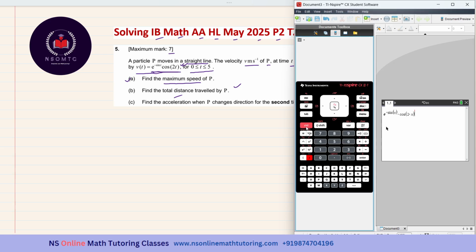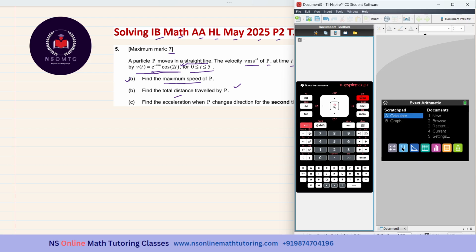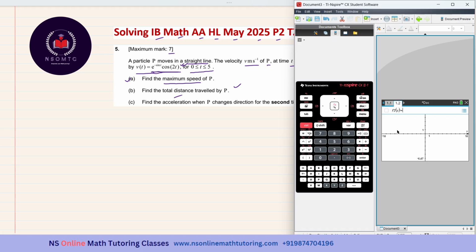I will be saving this, so it is control and then var. You are seeing this in red written as stored. So var, this arrow appears, and I will keep the name as v and x. Okay, and enter. It is done, that means it has got stored. And now I go to the graph, and I will be graphing the absolute value of v of x because I need the speed.